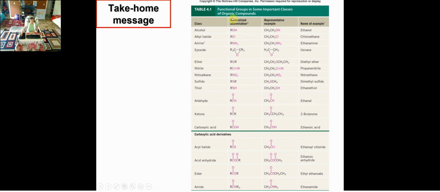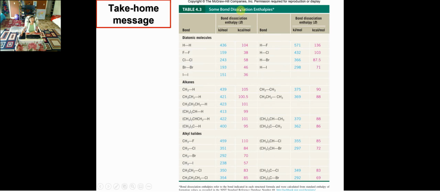The last one, I think I do have one more slide, giving you the bond dissociation enthalpy. Bond dissociation enthalpy can help you determine which one is more stable, meaning in the reaction that stable atom or molecule is not easily involved in reaction. The reaction rate may be slowed down. So again, today we concluded chapter 4 about alcohols and alkyl halides, two different functional groups.